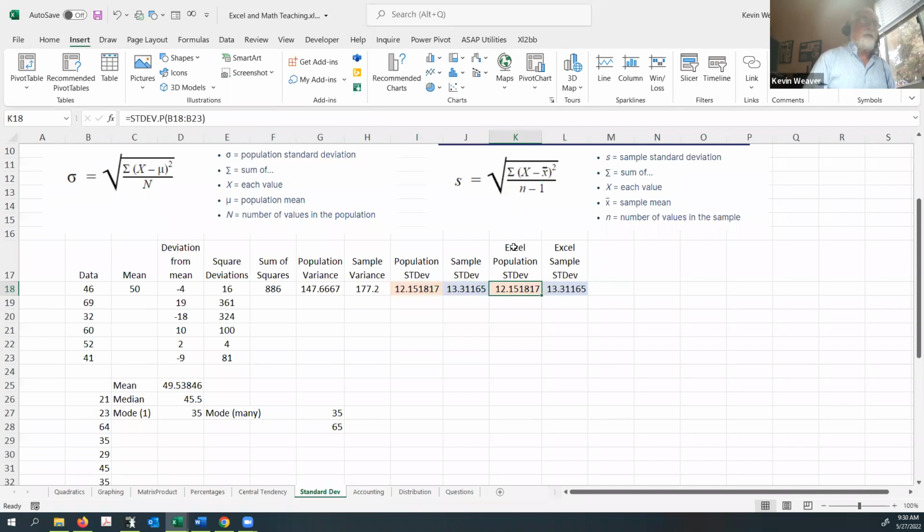So the standard deviation for the population, the formula is equals STDEV dot P for population. And the argument is the range of data. And for a sample, it's STDEV dot S for a sample, and it's calculated.